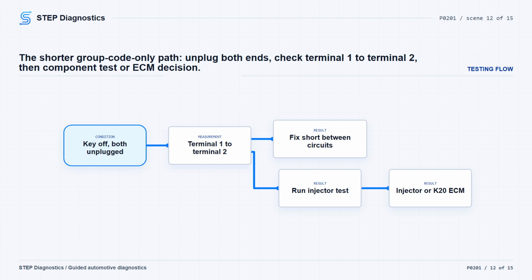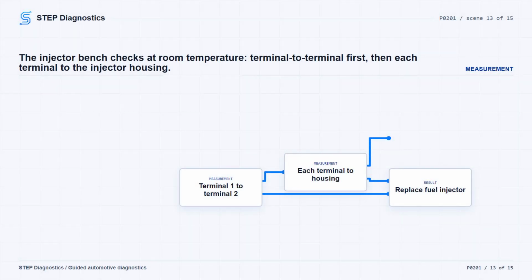If component testing fails, replace the fuel injector. If component testing passes, replace the K20 engine control module. For component testing, keep ignition off and disconnect the cylinder 1 injector connector. The specified resistances are valid for components at room temperature. Test between control terminal 1 and control terminal 2. The injector should measure between 0.2 and 1.5 ohms.